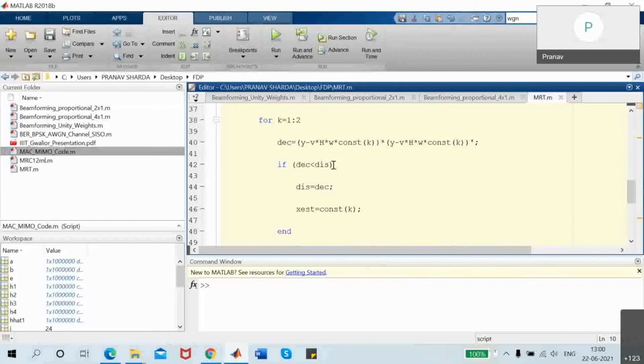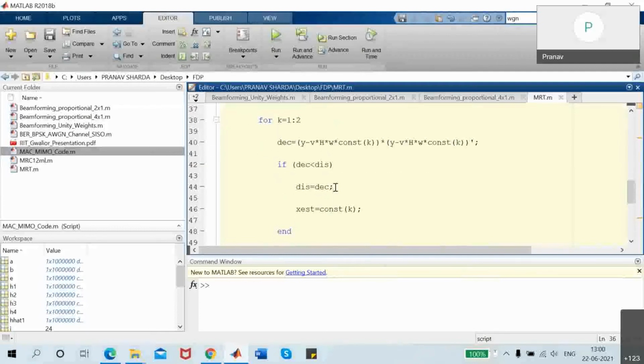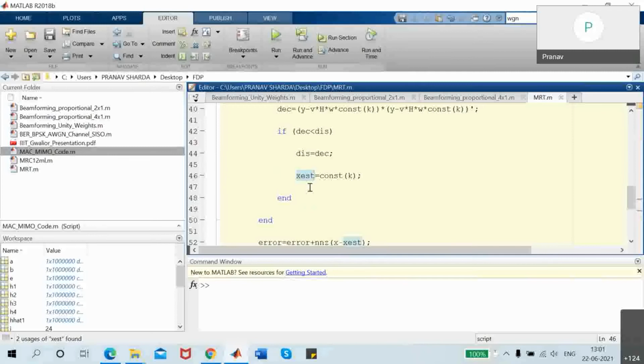So we compare and make a decision. If this decoded value is less than the decision variable, 10 raised to power 99, then the correct decision is there, right? And we define some variable x estimate, the estimated symbol, which is equal to const of k. So k can take a value 1 or 2. If it is 1, const of 1 will be 1, as I have shown earlier, and if k is equal to 2, then const of 2 is equal to -1, right? So we are just writing the logic for the two possible symbols in the if and else form, just how we code in C language.